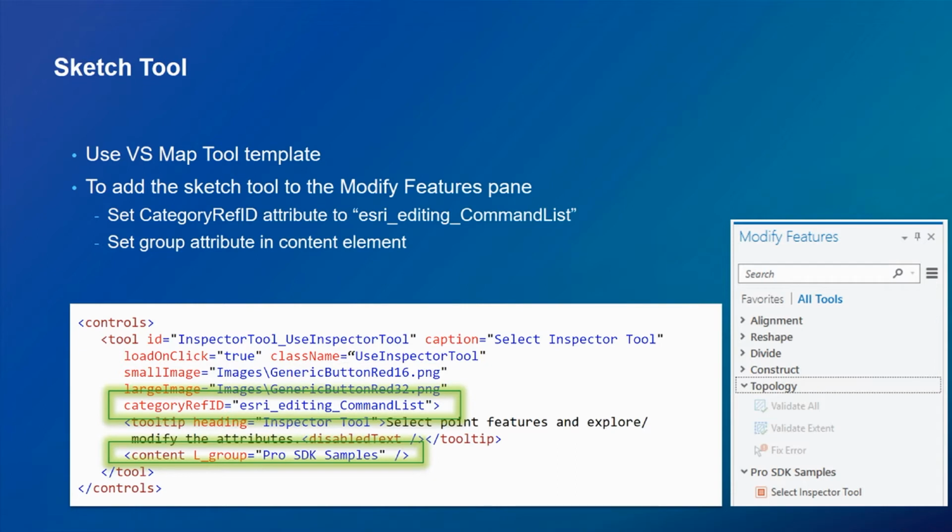I can put it in my own custom group. I can put my tool into any of the existing core groups. So if I wanted to put my tool into the alignment group, I can do that. If I want to put it in the topology group, I can do that, if I've written a topology tool. Or you can put it in your own custom group if that's what you want to do. So you can see here, according to what I've got in my DAML file, what you're seeing on the right-hand side is my own little custom group called the Pro SDK samples, and then this is the tool that I've got.